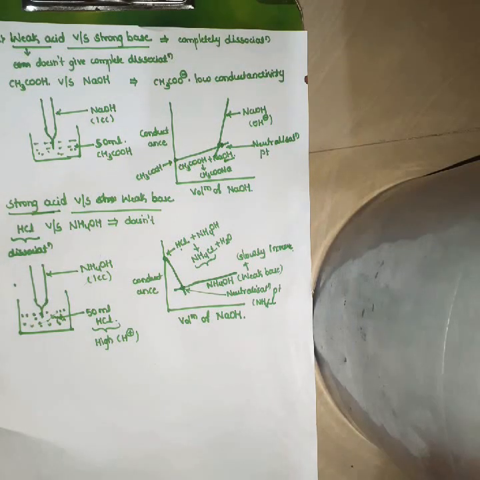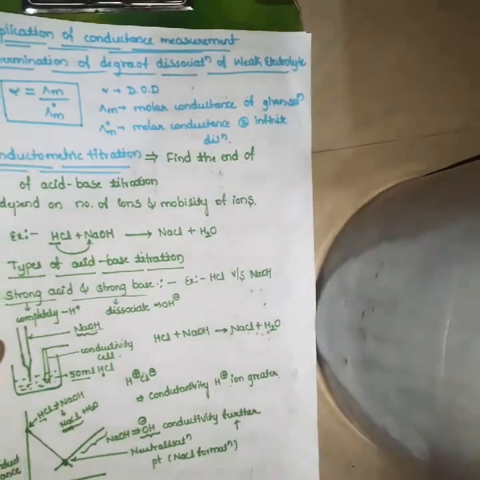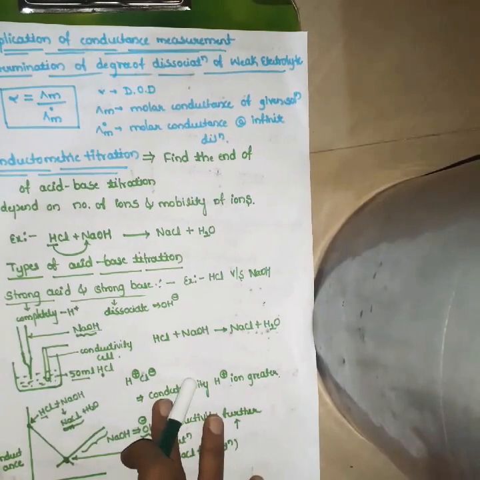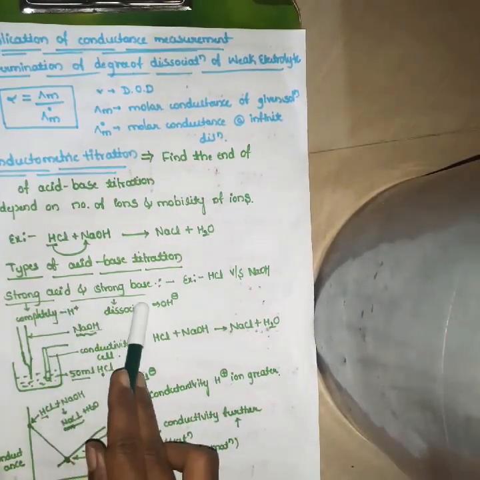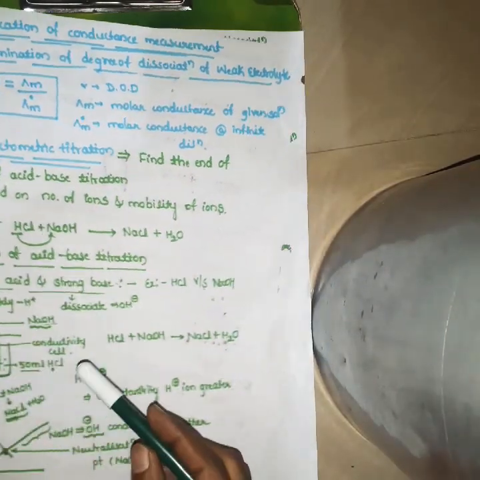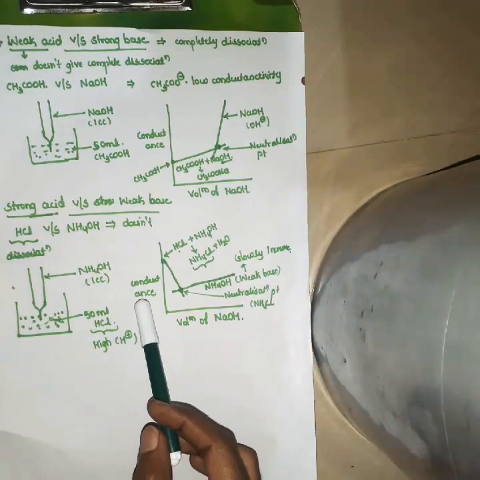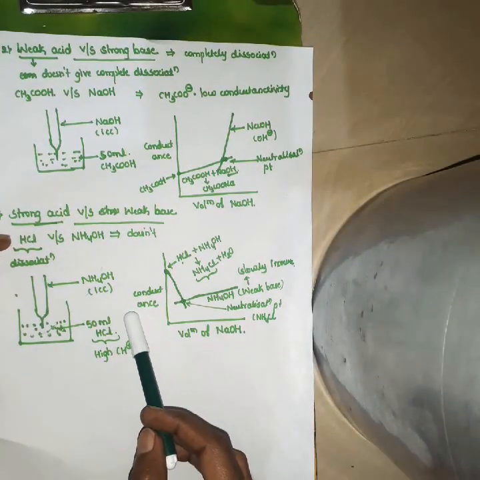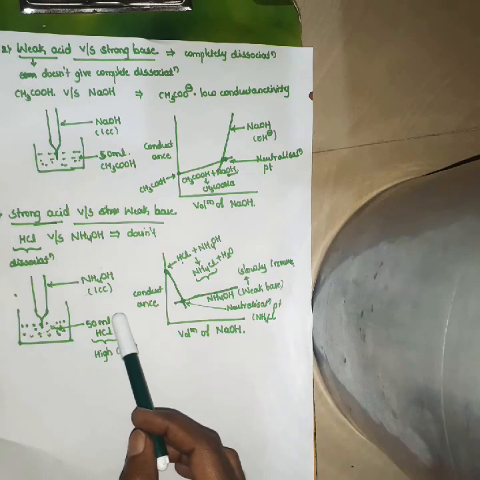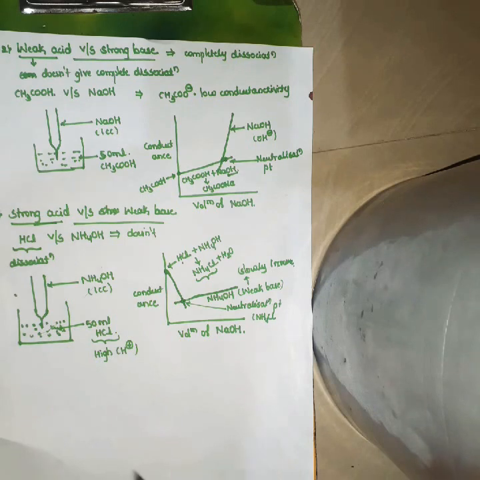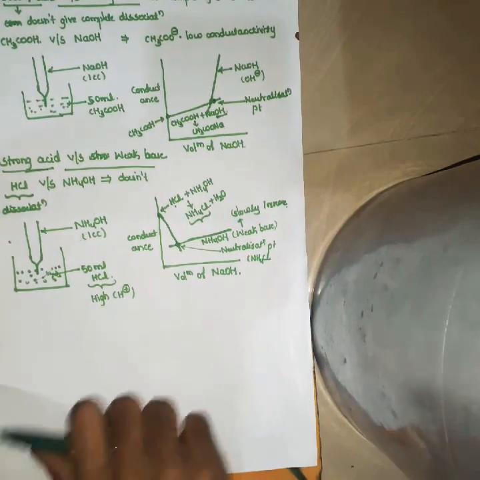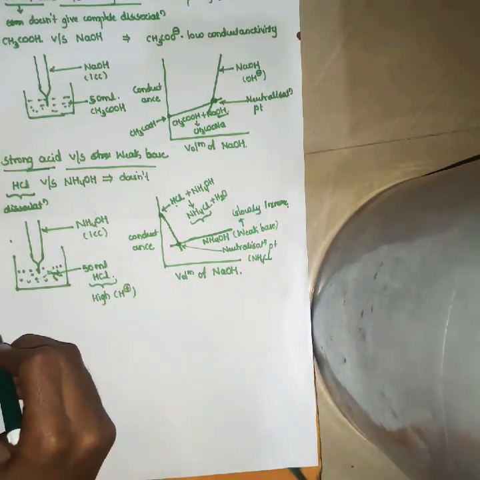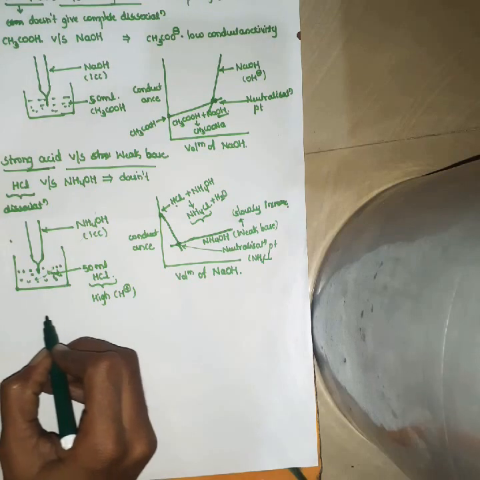Last class we studied acid base titration. In that, the first one is strong acid versus strong base, the second one is weak acid versus strong base, and the third one is strong acid versus weak base. Today we are continuing with the fourth type of titration, that is a mixture of strong acid.